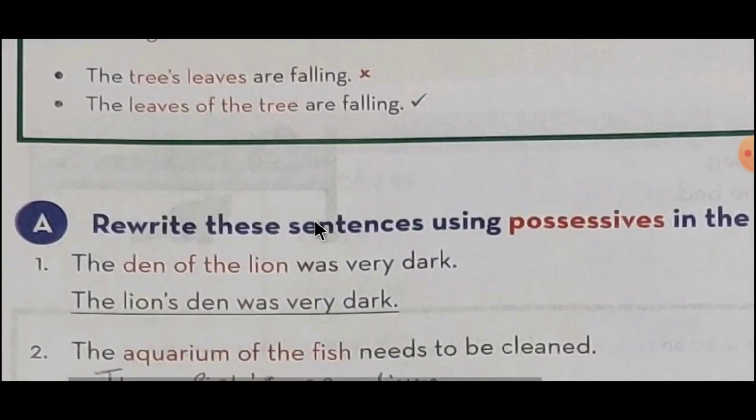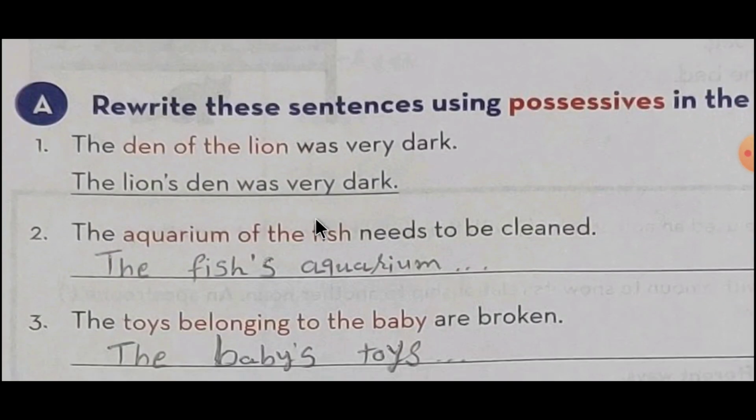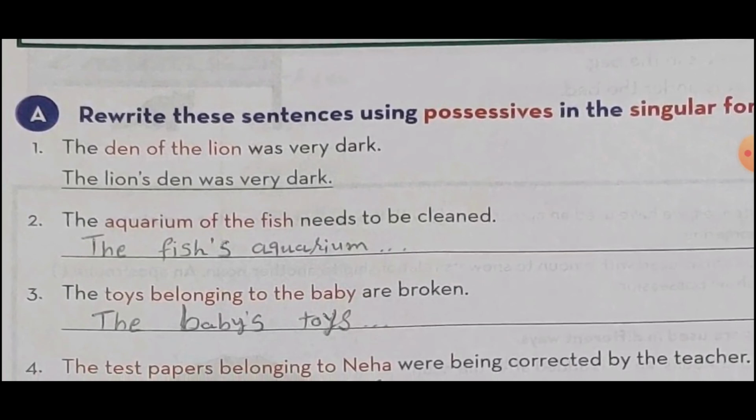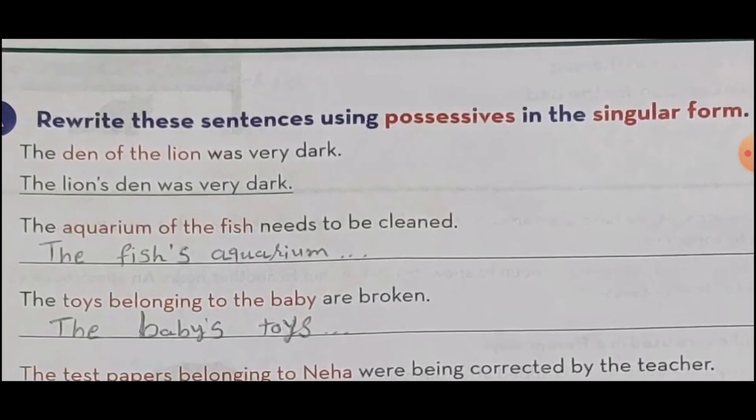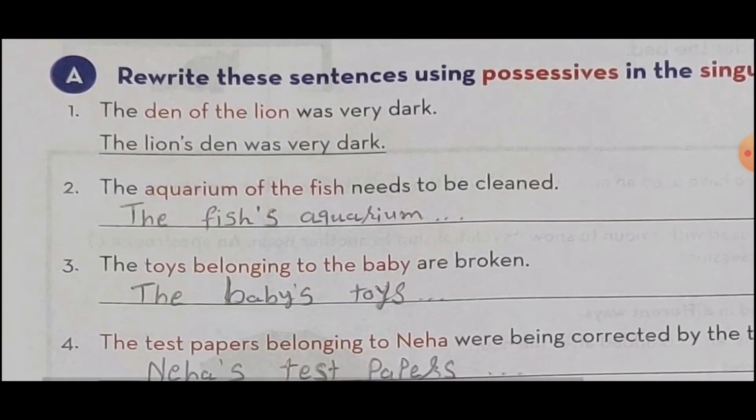Now let's start the exercises. The exercise is: rewrite these sentences using possessives in the singular form. We have to use the possessive, meaning the sign of apostrophe and s, for the singular form. The den of the lion was very dark, and here the answer is given: The lion's den was very dark. So let's start with the second one.